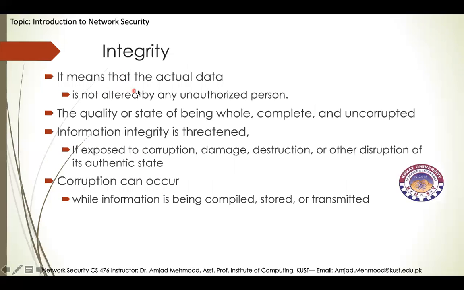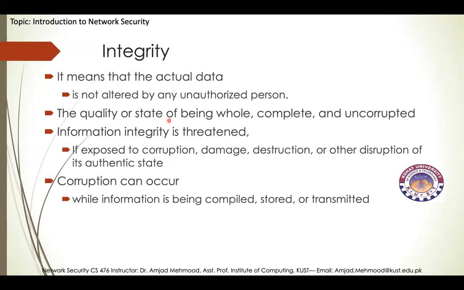Integrity means that the actual data is not altered by an unauthorized person. For example, if a sender is sending something to the receiver, how does the receiver know that the data is not manipulated over the network? This is where integrity lies.